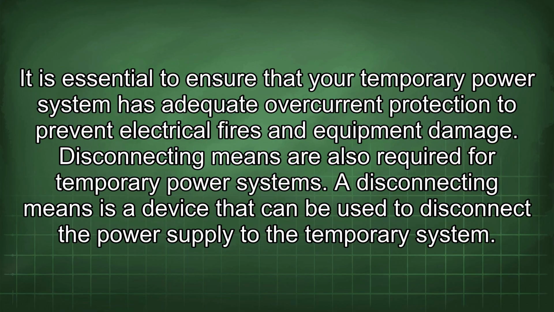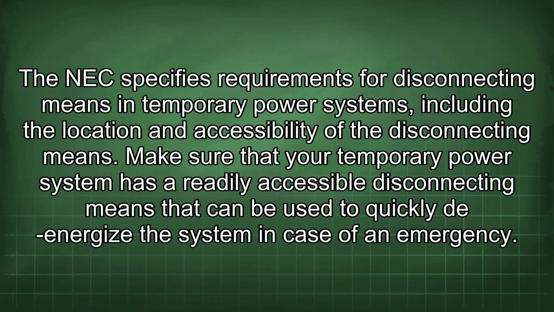It is essential to ensure that your temporary power system has adequate overcurrent protection to prevent electrical fires and equipment damage. Disconnecting means are also required for temporary power systems. A disconnecting means is a device that can be used to disconnect the power supply to the temporary system. The NEC specifies requirements for disconnecting means in temporary power systems, including the location and accessibility of the disconnecting means. Make sure that your temporary power system has a readily accessible disconnecting means that can be used to quickly de-energize the system in case of an emergency.